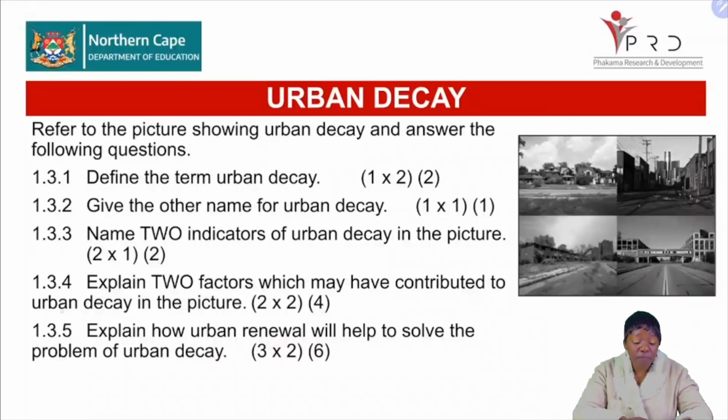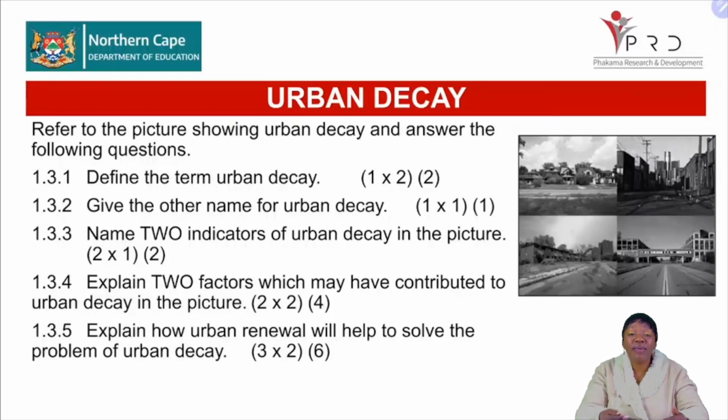Then your 1.3.4, you explain the two factors which may have contributed to the urban decay in the picture. Remember, you don't have to write one word or two, like 'because buildings are old'. You need to further explain what the factors are that have contributed to the urban decay in the picture. 2 times 2.